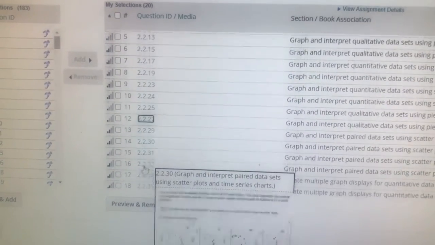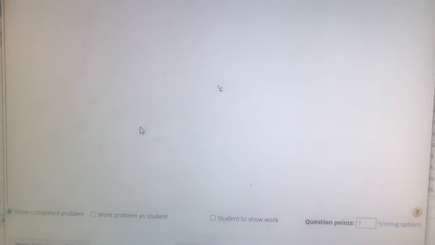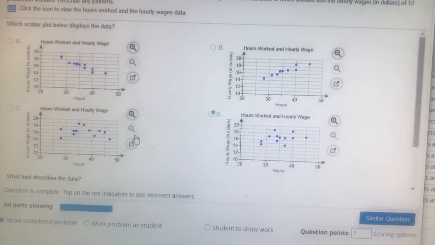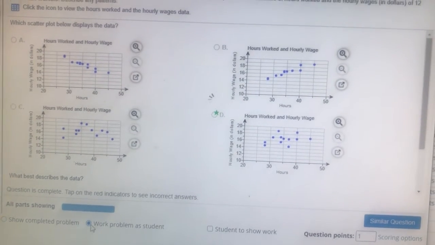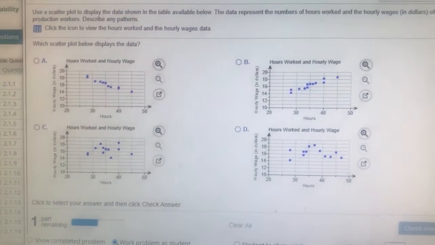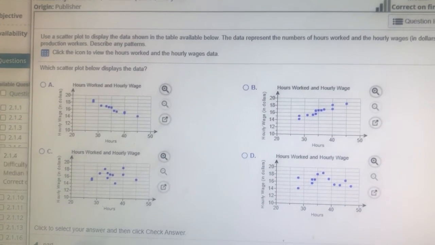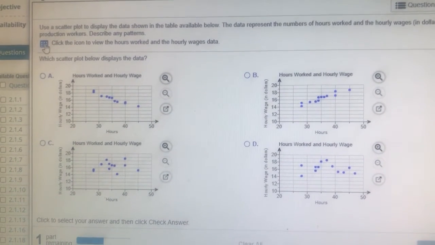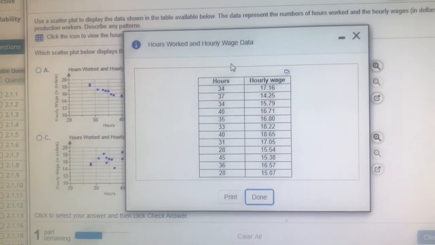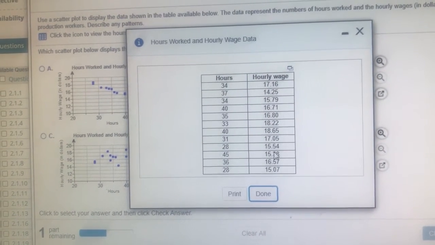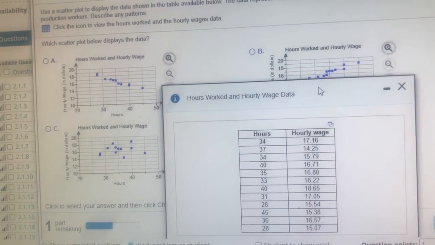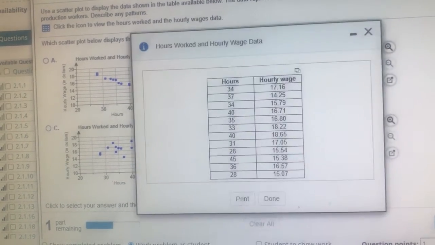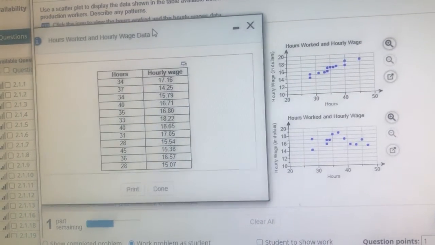We'll go to 13 here. This is a scatter plot. Let me put a new one on there. It says use a scatter plot to display the data shown. You have to click on this to show the data. So you got hours and then hourly wage. We need to look and see which one of these is the right one. I can't get it to move around.